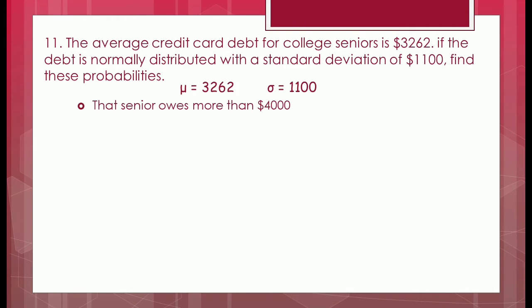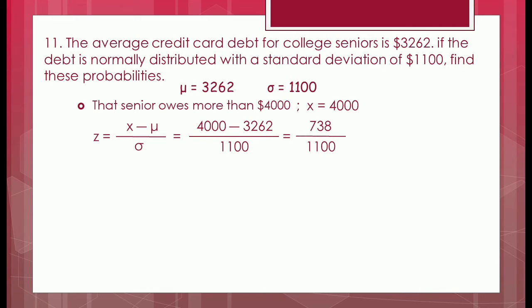Next, we have to find the probability that a senior owes more than $4,000. We have the given mean equal to 3,262 and standard deviation of 1,100. Our x will be 4,000. Use the formula for the standard score. We have z is equal to x minus the mean divided by standard deviation. Then substitute the given: 4,000 minus 3,262 divided by 1,100. We have 738 over 1,100. Then dividing, we have z is equal to 0.67.